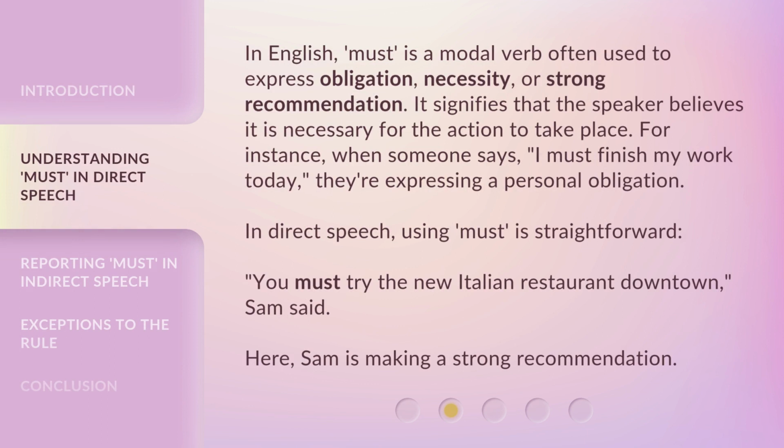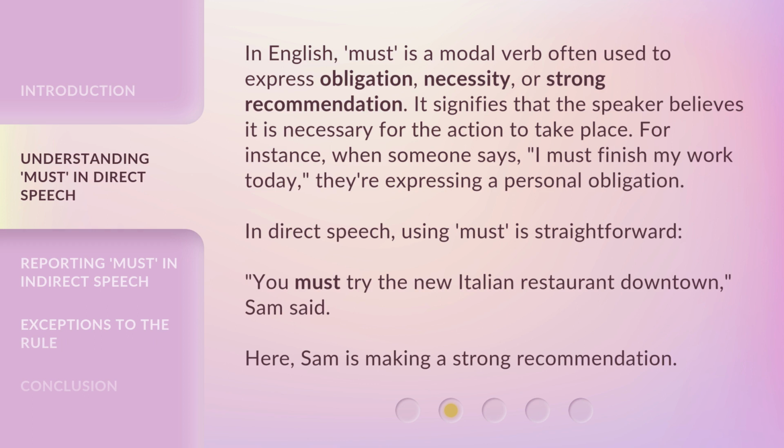In English, must is a modal verb often used to express obligation, necessity, or strong recommendation. It signifies that the speaker believes it is necessary for the action to take place. For instance, when someone says, "I must finish my work today," they're expressing a personal obligation.